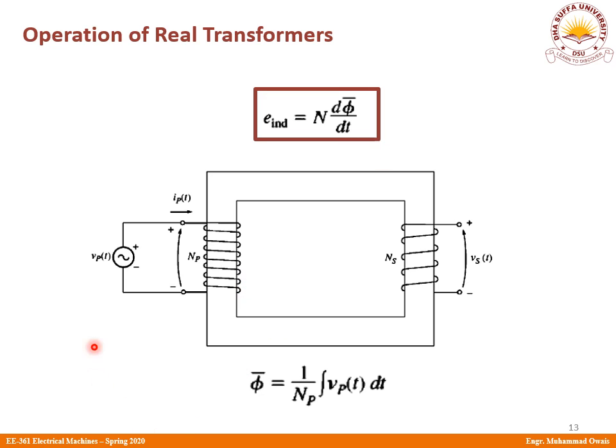Now we are going to see what happens when we apply a voltage Vp directly to the primary, and how transformers behave, okay?